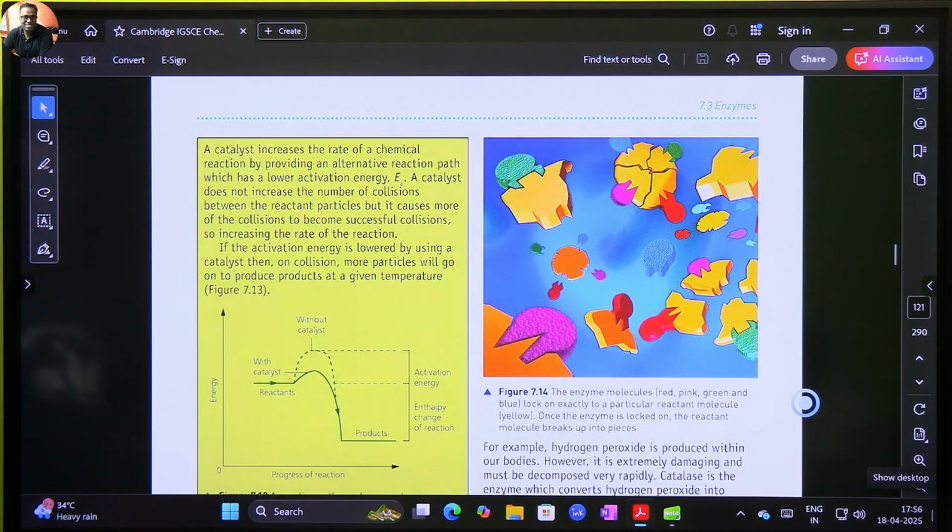If the activation energy is lowered by using a catalyst, on collision, more particles will go on to produce products at the same temperature.